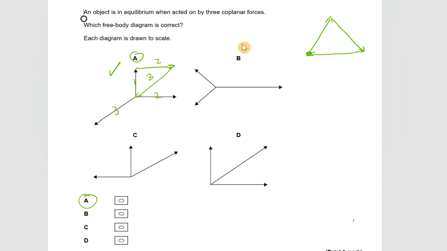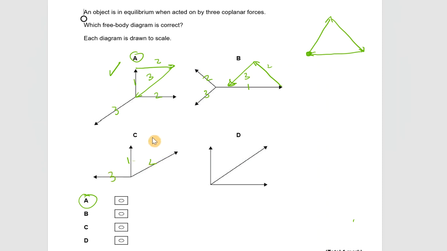Let's just have a look at the others and see why they're not correct. Again, we'll label the forces 1, 2 and 3. Let's put force 2 on the end of force 1 and then force 3 on the end of that one, and you can see even with my bad drawing that that's not going to produce a triangle.